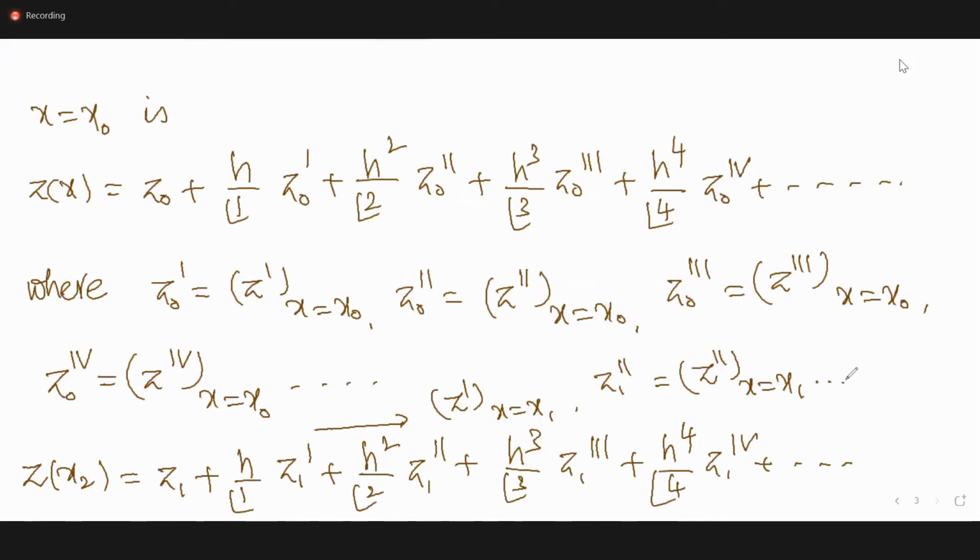Okay? So z1 is in terms of z0. Okay? Z2 is in terms of z1. Z3 is in terms of z2. Like that. So what is the meaning of z1 dash? Z dash at x is equal to x1. Z1 double dash: z double dash at x is equal to x1, etc. So like that.